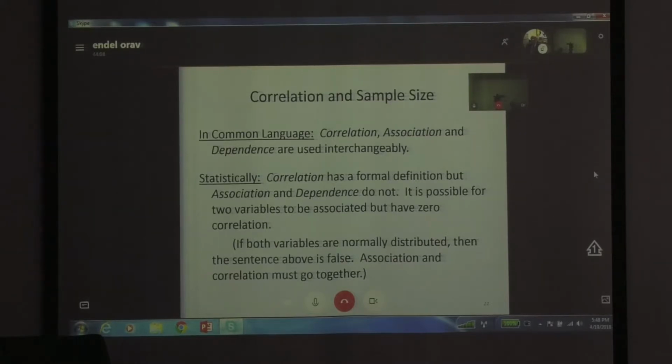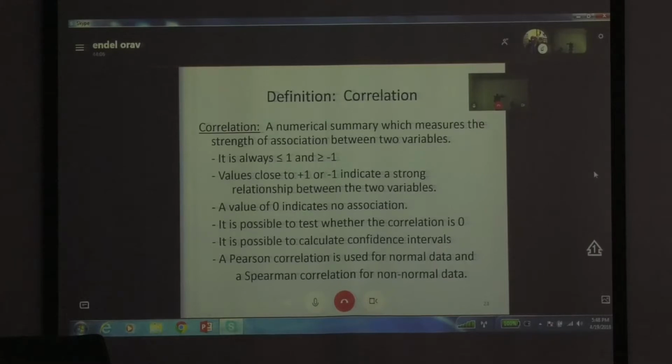The correlation, I'm not going to go through the formal definition, but it's a number. It measures the strength of the association. It's normalized, so it's always less than or equal to 1 and greater or equal to -1. Values of the correlation close to +1 or -1 indicate a strong relationship. A value of 0 indicates no association.